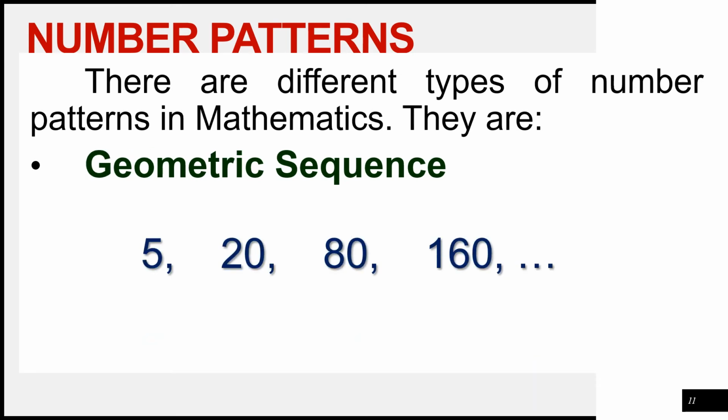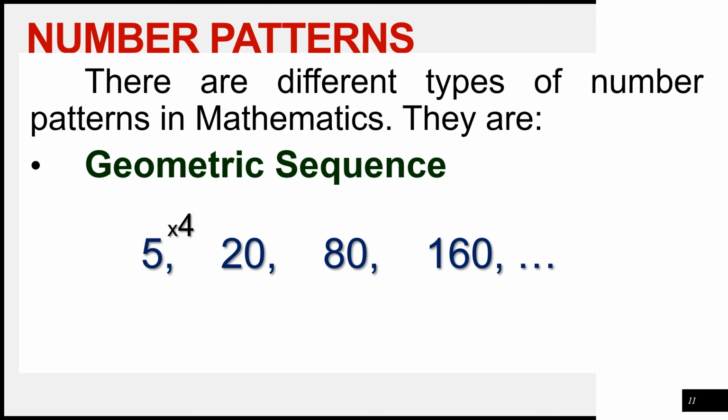The next type of number patterns is called the geometric sequence. The geometric sequence is a type of sequence in which the next succeeding terms can be identified by multiplying a constant number which is called the common ratio. Here's an example. We have 5, 20, 80, and 160. Now, in order for you to get the next term, you will have to divide the second term by the first term, and then the answer will be your common ratio.